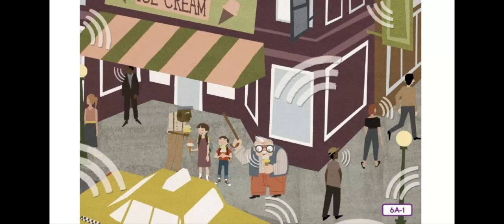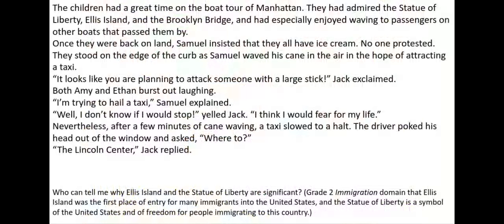Remember, our characters are in New York City. They went on a tour around Manhattan, and now it looks like they're going to eat some ice cream.